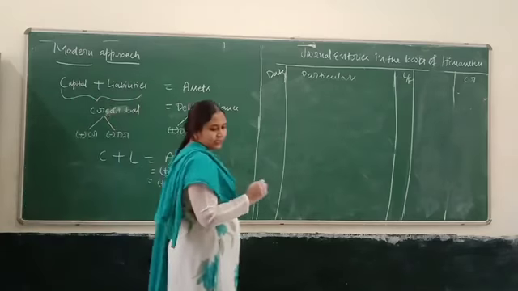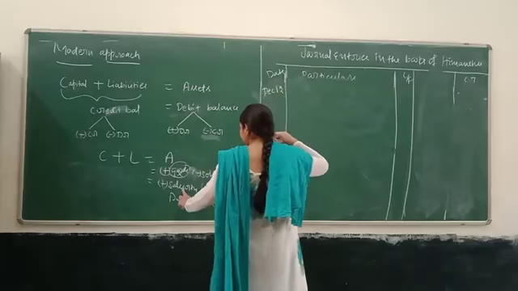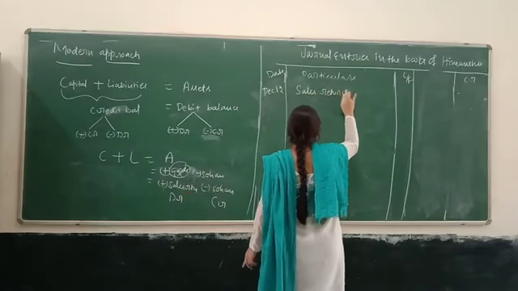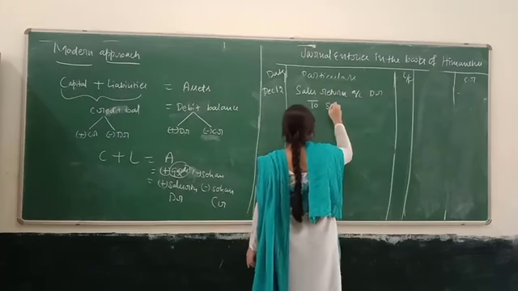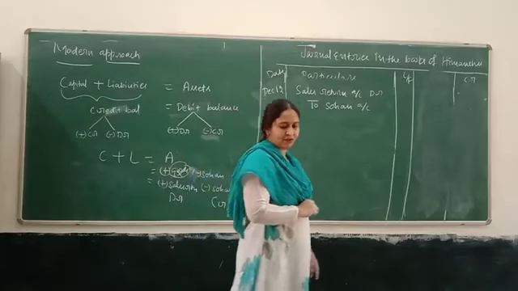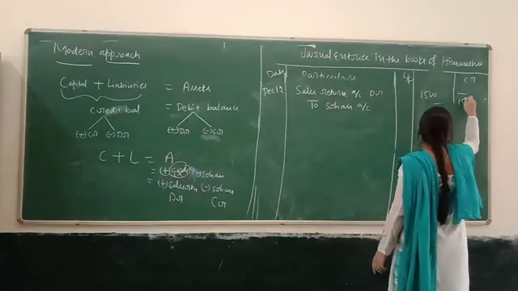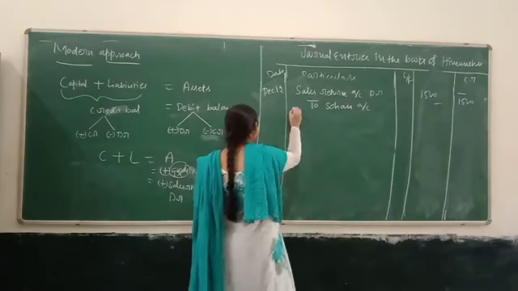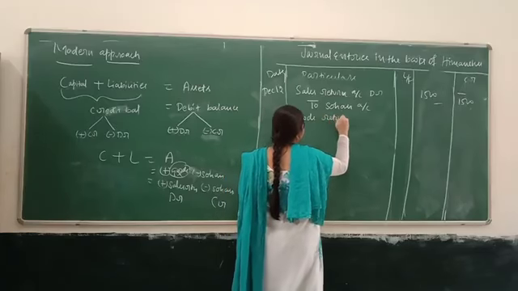So what is the journal entry? What is the date of the transaction? December 12th. Sales return account debit, to Sohan account. What is the amount? What is the value of the goods returned by Sohan? Rupees 1,500. So what is the narration? Goods returned by Sohan.